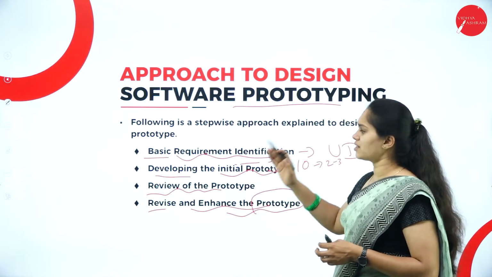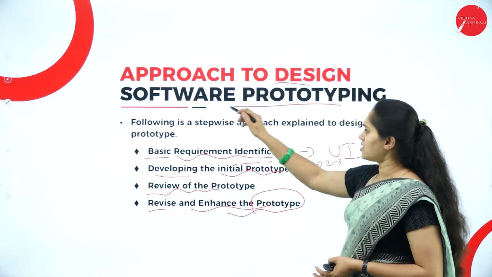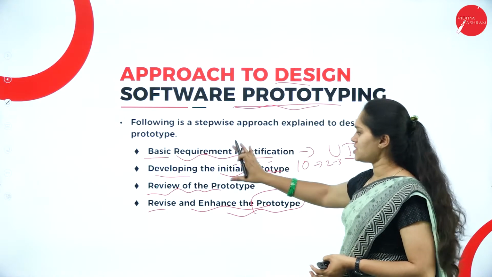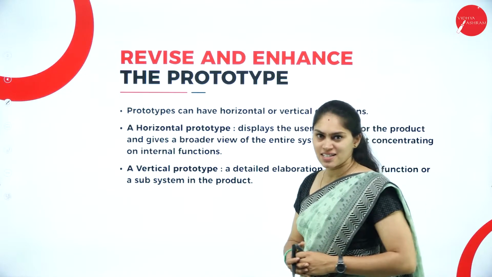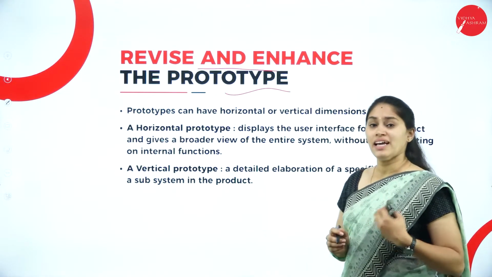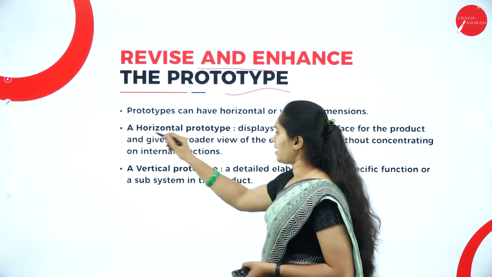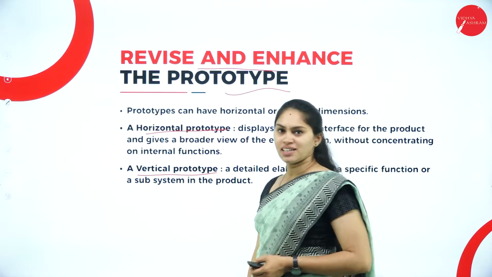So these are the first steps we have in order to design the software prototype. These are the four steps which will take place. As I discussed earlier, the last stage is to revise and enhance the prototype. In this, it will be of two types. One is the horizontal prototype and the other is the vertical prototype.